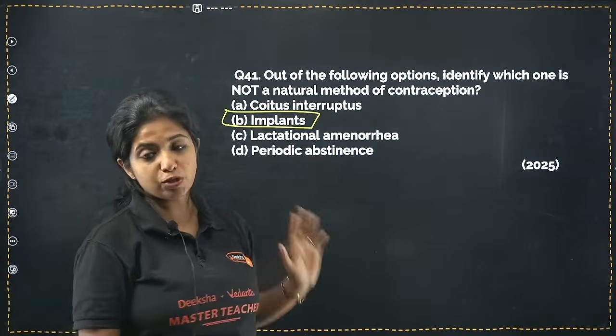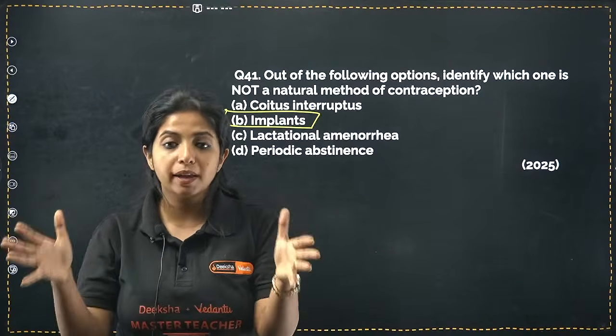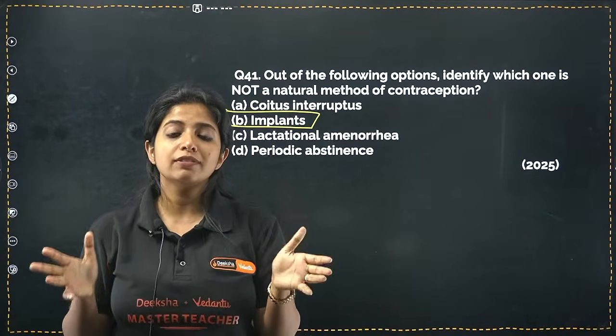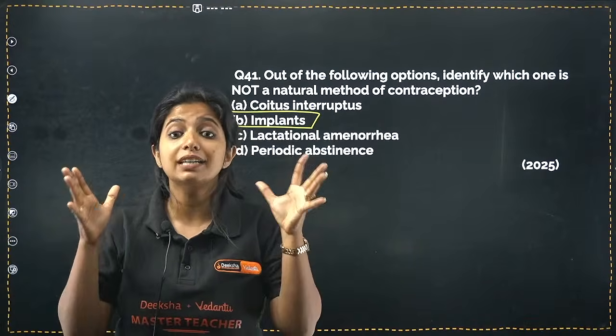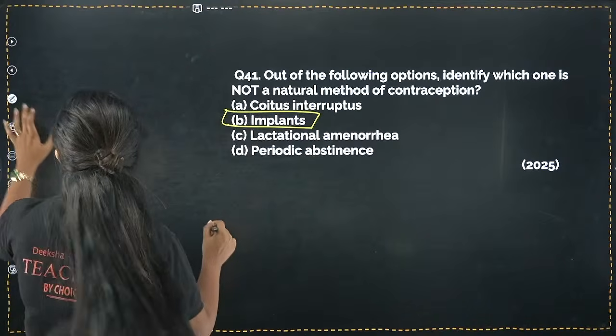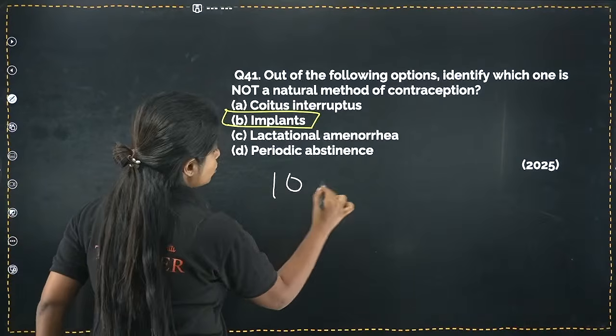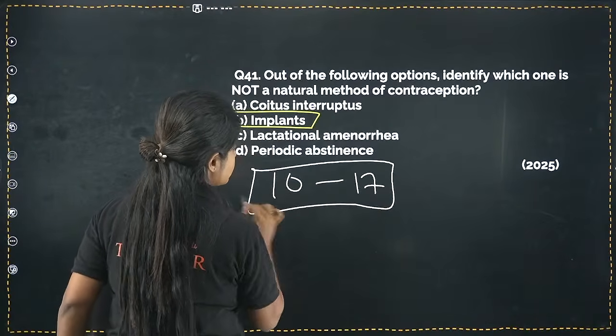Now periodic abstinence is when, during a certain period, the couple does not have sexual intercourse. What is this period? This is the fertile period, and always remember, it's from the 10th to 17th day. This is known as the fertile window.